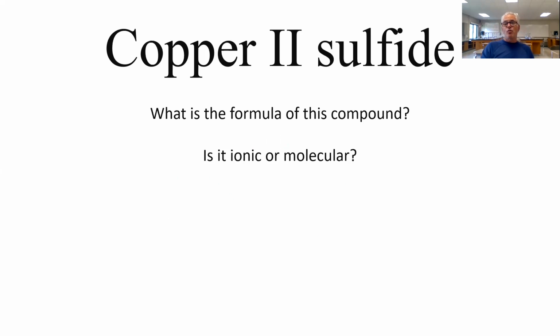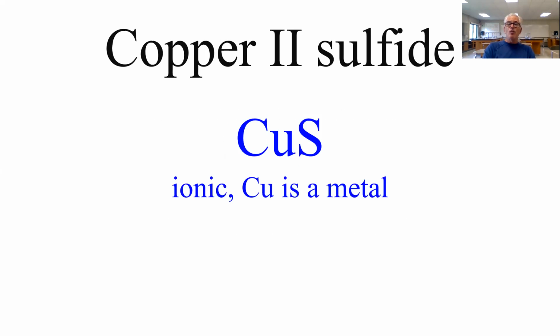Copper again with the +2 ion. Sulfur's element 16. Copper's a +2. Sulfur's a -2. Copper's a metal, so this is an ionic compound with this easy formula, CuS.